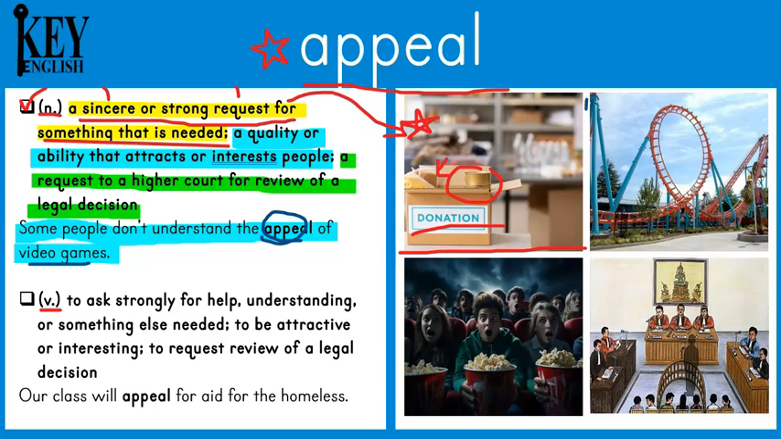Another example of this would be, "The appeal of the amusement park is exciting rides." So the quality or thing about amusement parks that attracts people are the exciting rides. So anytime you're talking about a special quality or part of something that makes people like it, you can talk about the appeal of that thing instead of just saying the quality of that thing.